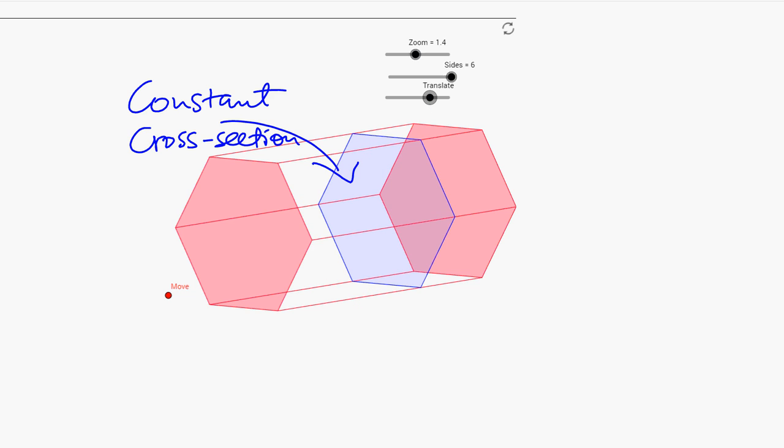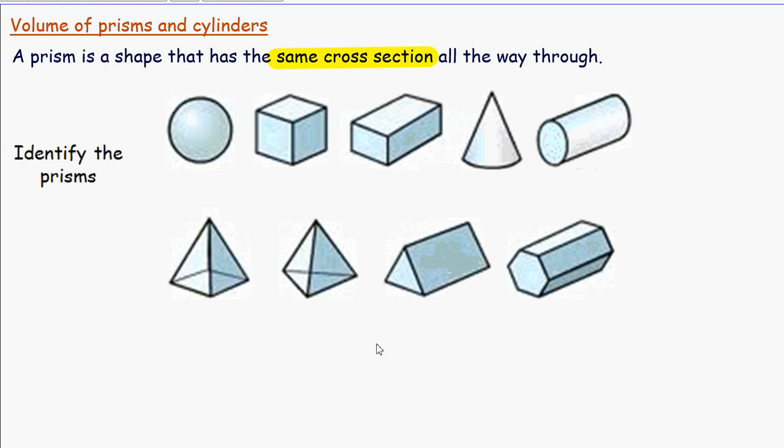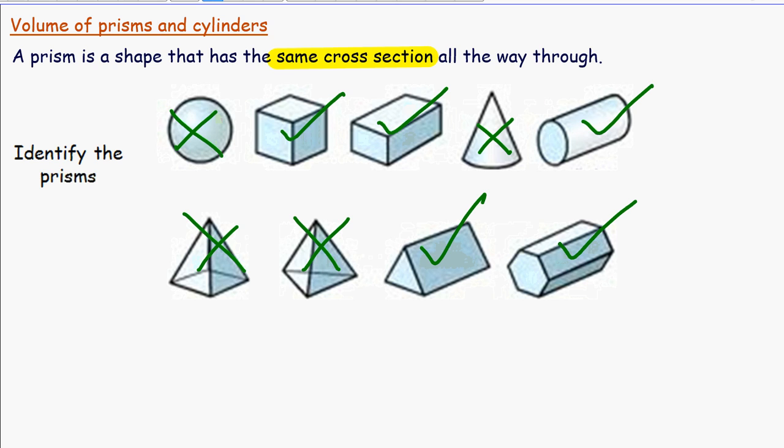Remember, we are saying that a prism is a shape that has the same cross section all through its length. So we can use that idea to identify what is a prism and what's not a prism. That definitely is not a prism. That's a prism. That's a prism. That's not. That's a prism. That's not. That's not. That's a prism. And that's a prism.